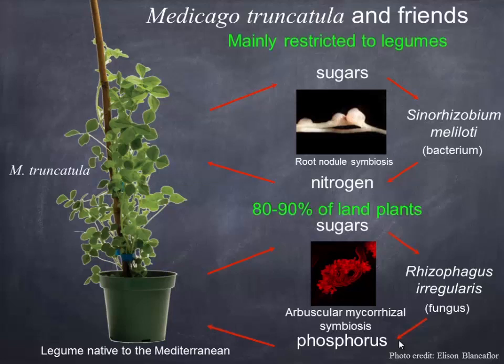So the arbuscular mycorrhizal symbiosis is found within 80 to 90% of land plants, so a lot of plants are able to perform this trick. However, the bacterial symbiosis is mainly restricted to legumes. Actually having a source of nitrogen on tap is real bragging rights for these legumes and Medicago. And the ability to participate in this symbiosis is of real interest to us.